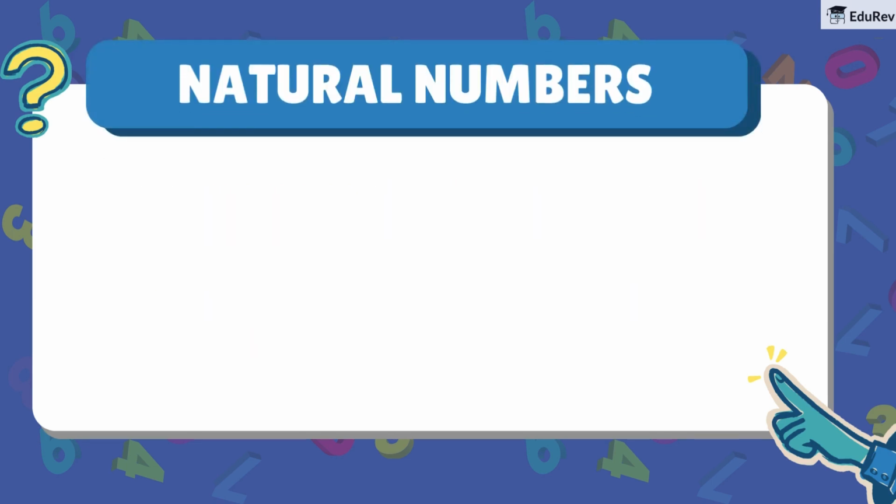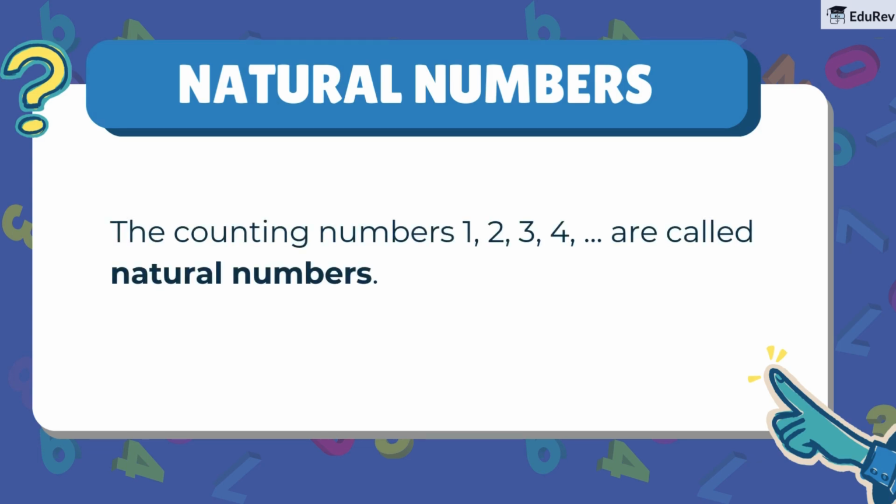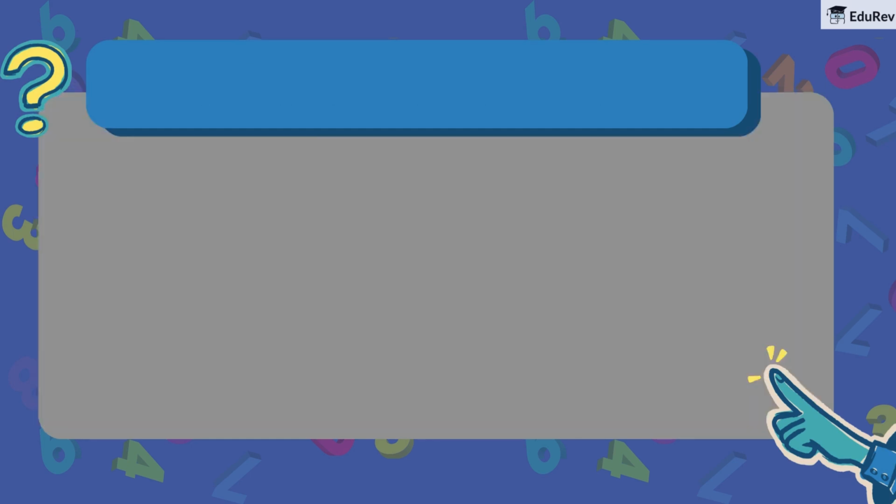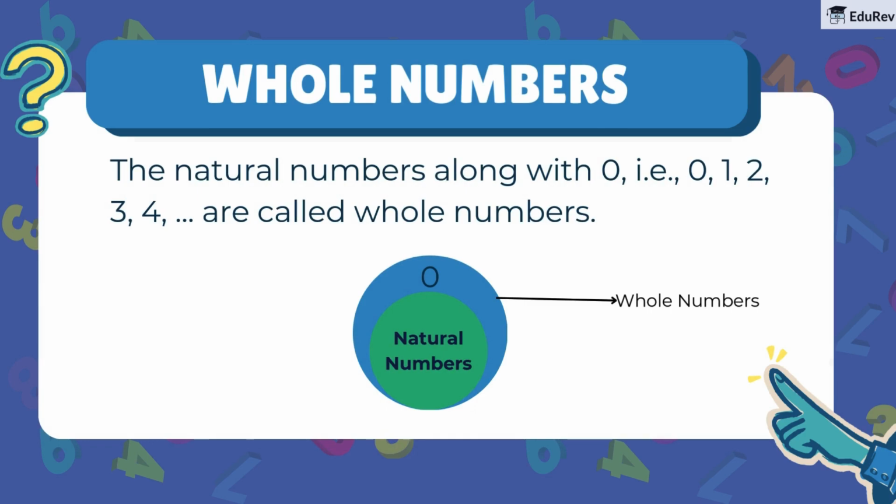Now, let's define natural numbers. The counting numbers 1, 2, 3, 4, and so on are called natural numbers. Whole numbers include the natural numbers along with 0, so they are 0, 1, 2, 3, 4, and so on.